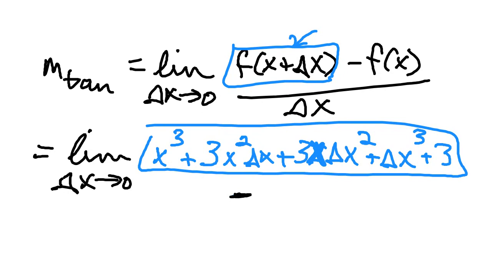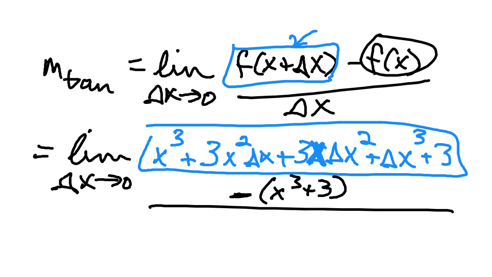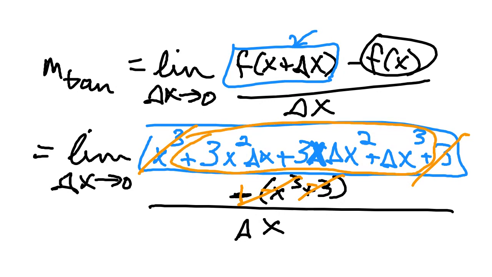Well, what is f of x? F of x is x cubed plus 3, right? And then that's all over delta x. Okay, and then of course, what do we do here? We're going to add the opposite of those things. So what happens is the 3 and the minus 3 cancel, the x cubed and the minus x cubed cancel. And so really all I'm left with is this stuff on top, and I'm left with a delta x on the bottom. So then what I can do is factor out a delta x on everything on top.